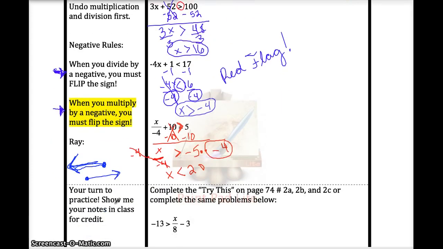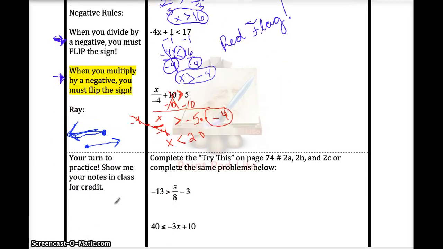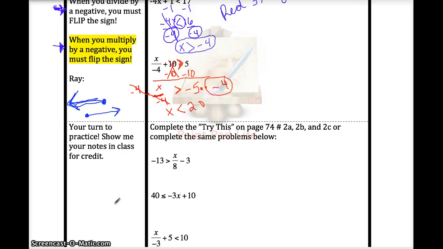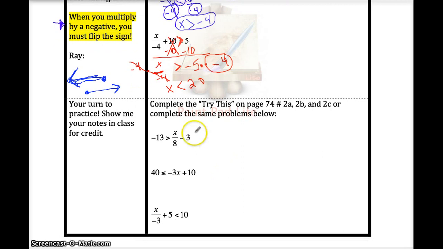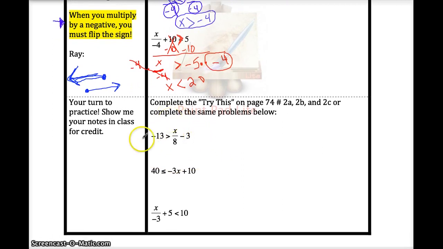All right, so for your practice, you have two choices. If you have purchased the math book, you can write in your book on page 74 and complete numbers 2A, 2B, and 2C for practice. If you don't have the book, or you just want to continue on these notes, these are those same problems. This is 2A, this is 2B, and this is 2C. So if you want to just do these on the paper, that's totally fine too, whichever works best for you.